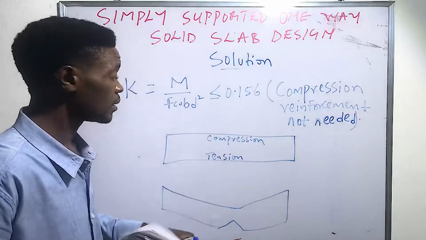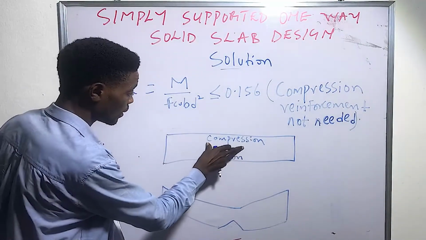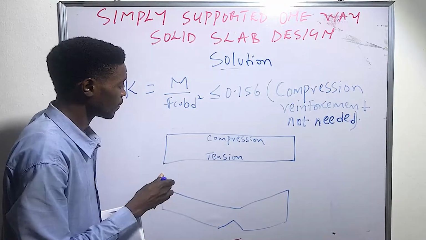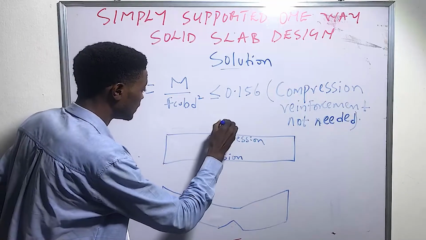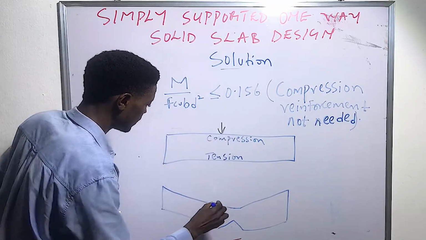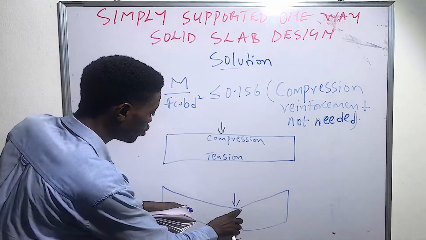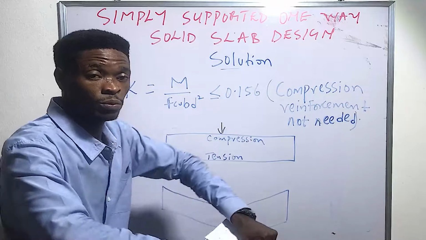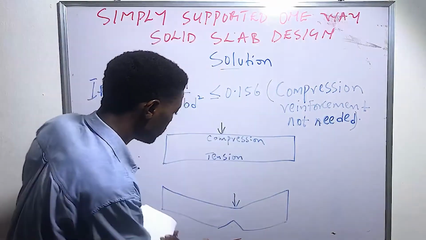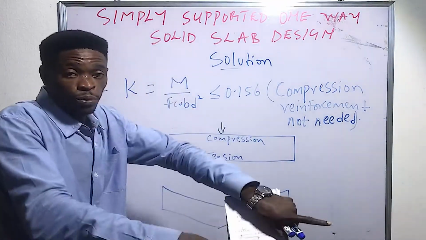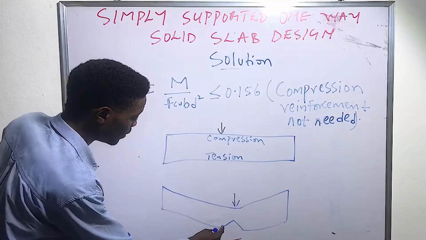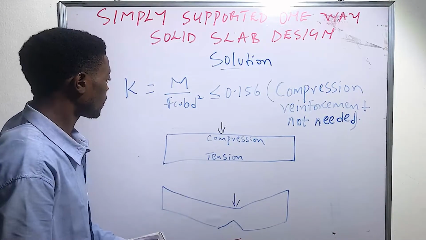By looking at this, this is your compression zone and this is your tension zone. If a load is applied, this top tends to experience compression, while this bottom tends to open, experiencing tension. Look at it, tends to open.